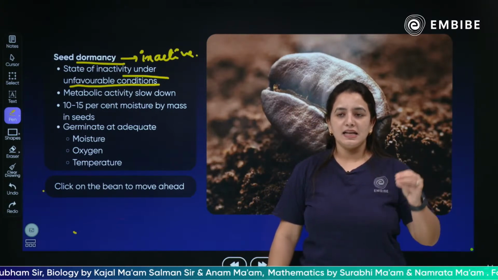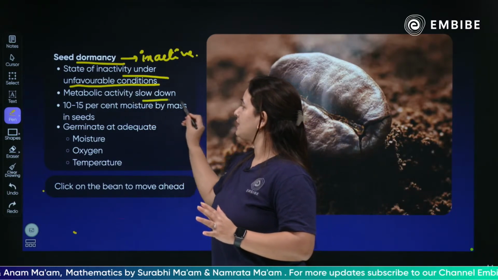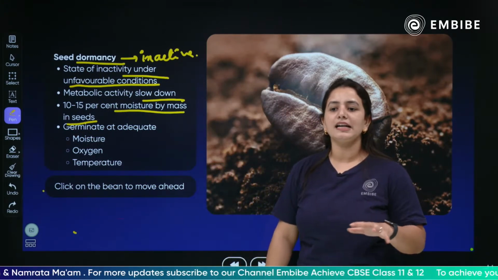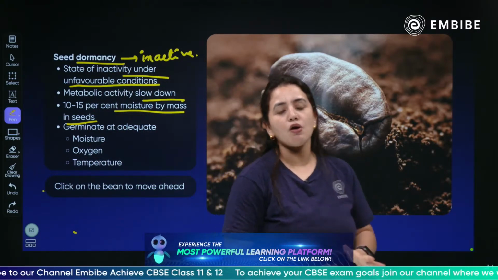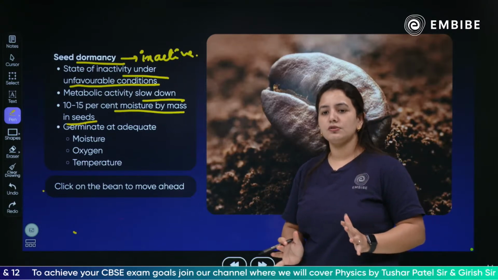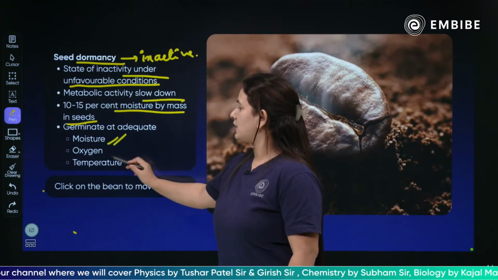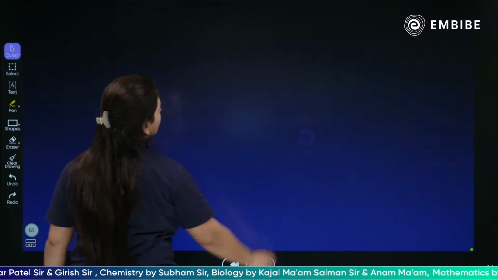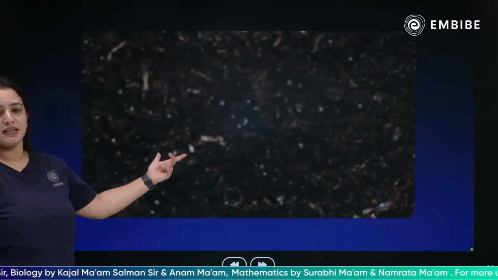When there is seed dormancy, the metabolic activity slows down, at 10 to 15% moisture or less in seeds, and they only germinate when conditions are favorable. The seeds become dormant when conditions are not favorable. What are the favorable conditions for breaking seed dormancy? We need a good amount of moisture, oxygen and the right temperature. As we click on the seed, let's see how it is germinating.